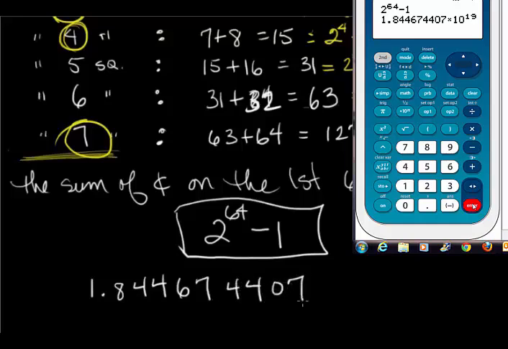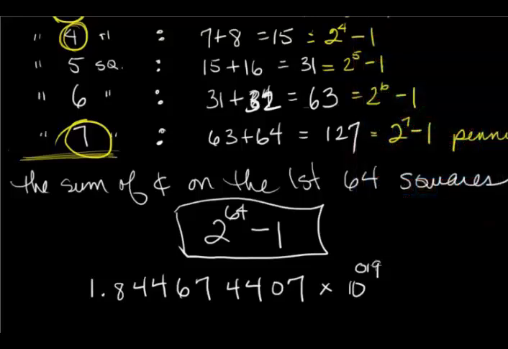1.844674407 times 10, and then above it is 019. So that means times 10 to the 19th. So in order to look at this number, I'm going to move it 19 places to the right. But that will give me pennies. So let's move it 17 places to the right. In other words, we will have divided it by 100.